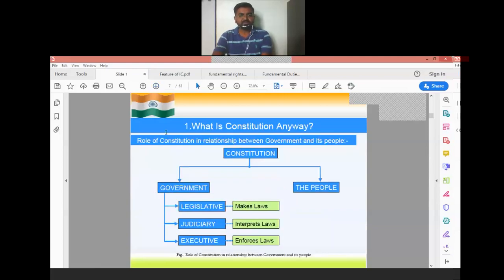Okay, now see the constitution is based on the government and based on the people. From a government point of view, we make four pillars of the constitution, of which three pillars are the main ones: first, to make the law; second, to interpret the law; third, to enforce that law. Okay, so we take them one by one.